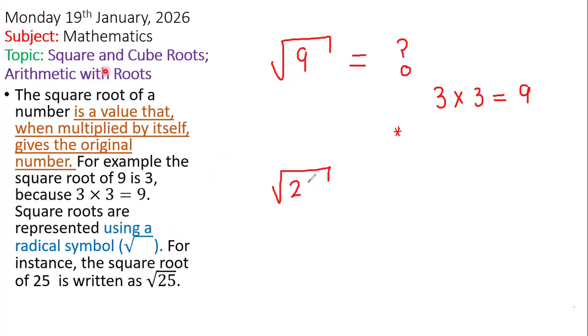So if I ask y'all what is the square root of 25, what would you tell me? 5. Very good. Why is the square root of 25 equal to 5? 5 times 5 is 25. Very good, because when you take 5 and multiply it by itself, you get 25. So that's why the square root of 25 is 5. Does that make sense to y'all? Yes, sir. Okay, very good.